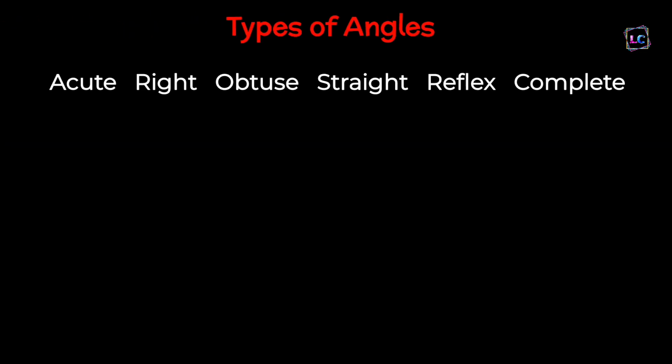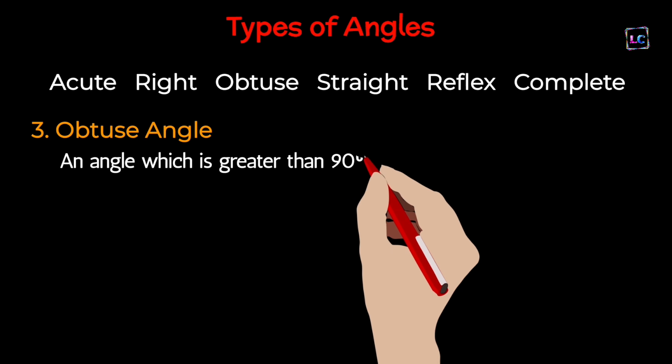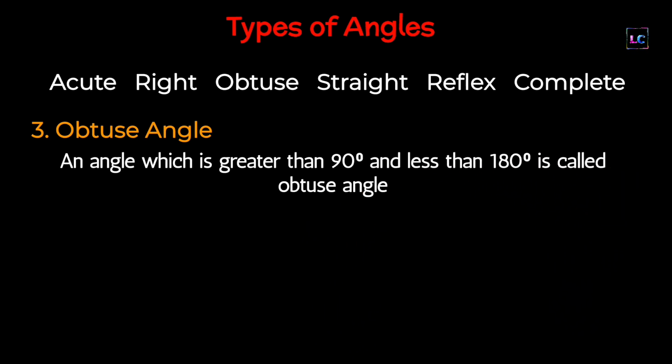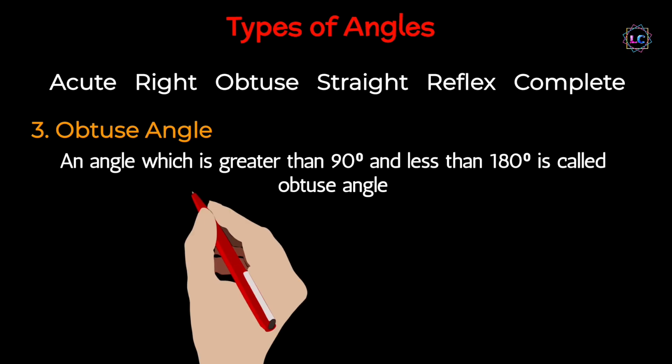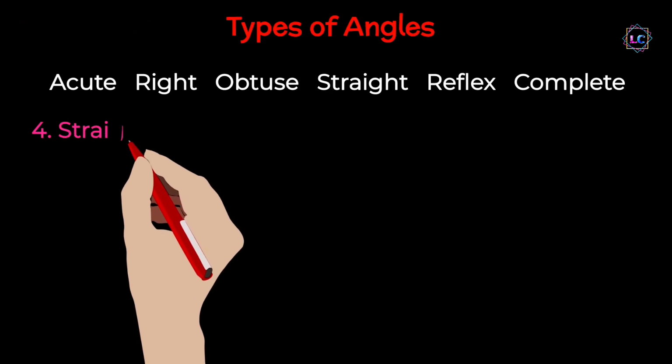Next one is an obtuse angle. An angle which is greater than 90 degrees and less than 180 degrees is called obtuse angle. That means it is wider than a right angle. In the following diagram, the angle 120 degrees is an obtuse angle. Talking about real-life examples, an open laptop, which is a little wider, forms an obtuse angle. Also, the hands of a clock at 4 o'clock create an obtuse angle because the angle is more than 90 degrees.